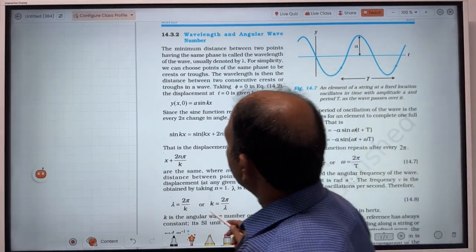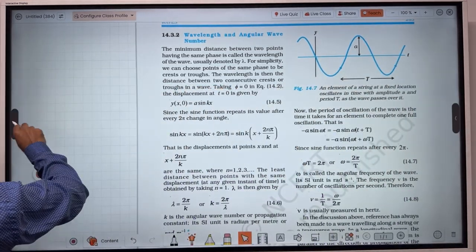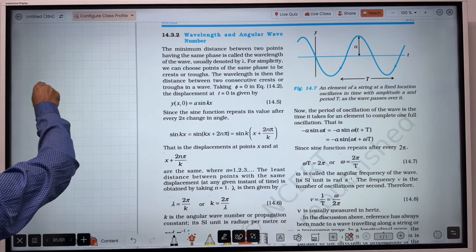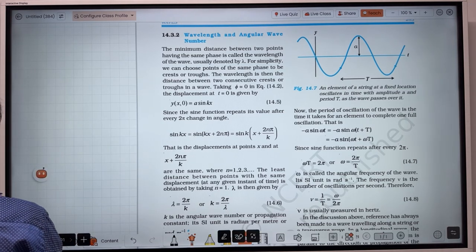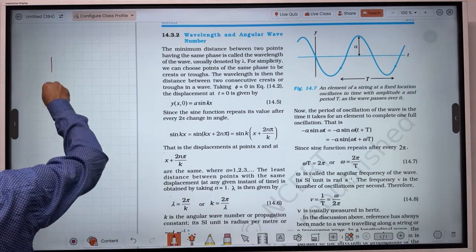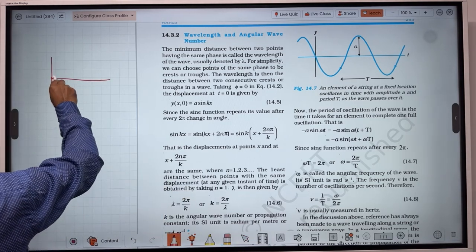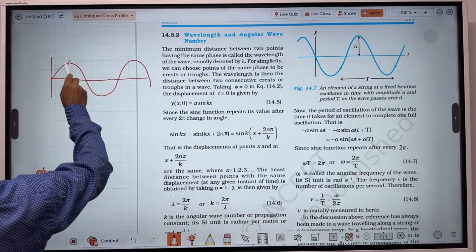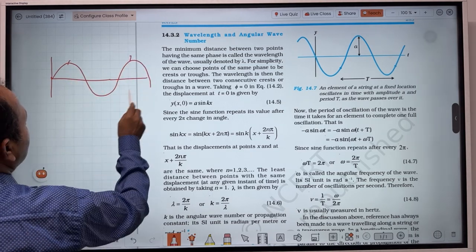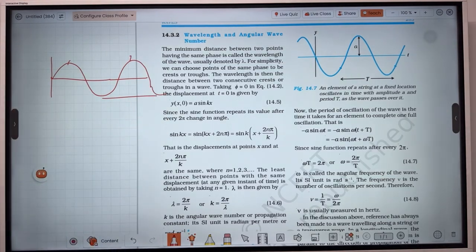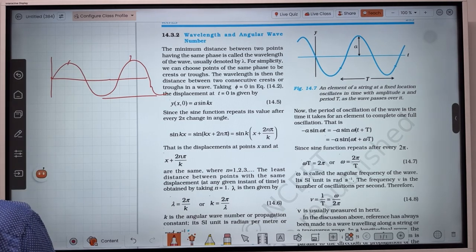One wavelength, if you remember in a general way, suppose you draw this wave. Here the distance between two successive crests or successive troughs will be equal to lambda, correct? The same thing is explained here.